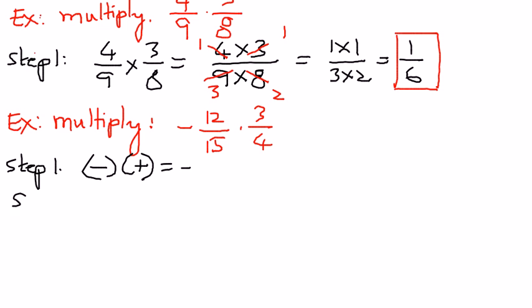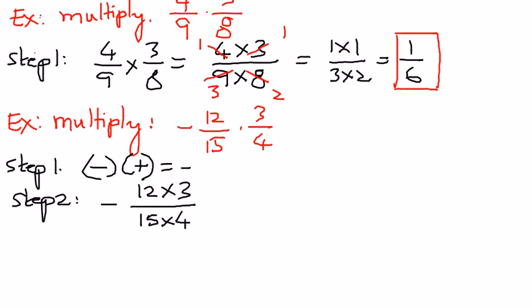And now step number 2, we're going to put the negative sign outside. Since the product of the negative times the positive came out as a negative, we're going to multiply the numerator parts, 12 times 3, and then multiply the denominator parts, 15 times 4. So we can simplify this. The way we can simplify it is as follows.